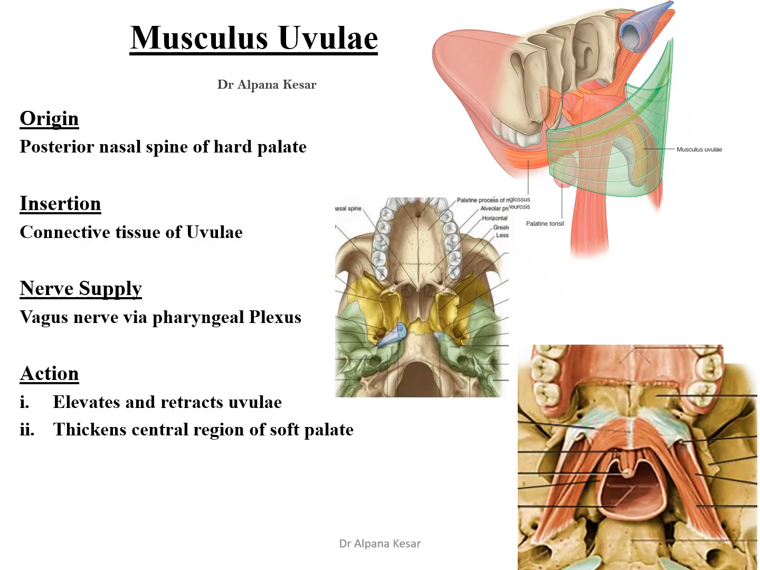Musculus uvulae. Origin of musculus uvulae is posterior nasal spine of hard palate. Insertion is in the connective tissue of the uvula. This muscle is musculus uvulae. The action of musculus uvulae is to elevate and retract uvula. It also helps to thicken the central region of soft palate. The nerve supply of musculus uvulae is vagus nerve via pharyngeal plexus.